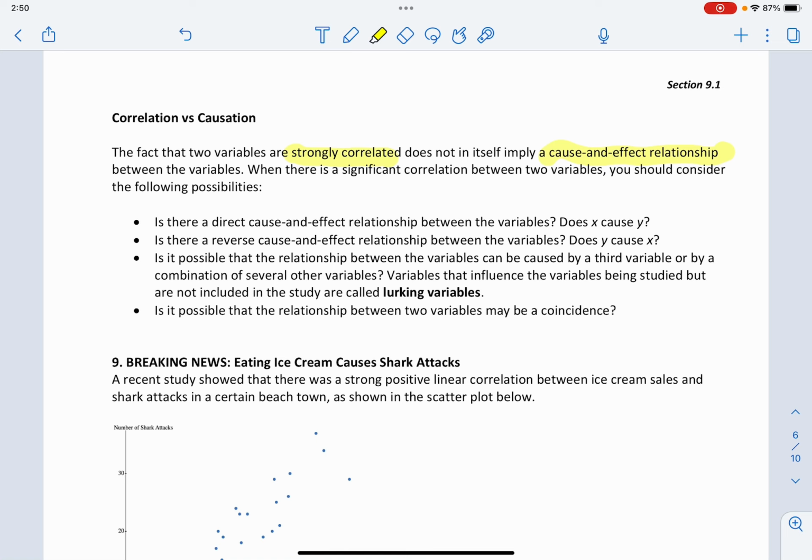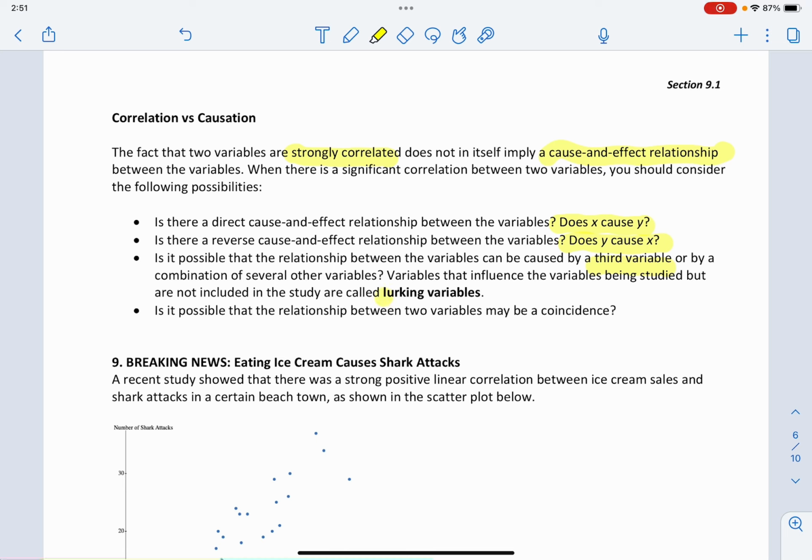So when there's a significant correlation, you should consider some of the other possibilities. It doesn't really mean that one causes the other necessarily. It could be, does X cause Y? Or maybe it's the reverse, maybe Y causes X. That's a possibility. Or it's possible that the relationship between the variables is caused by a third variable that's not even in the study, or a combination of several other variables.